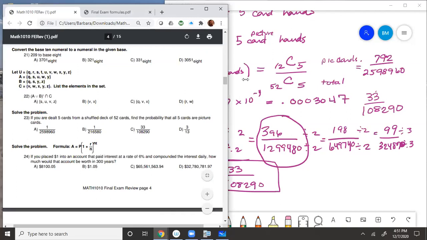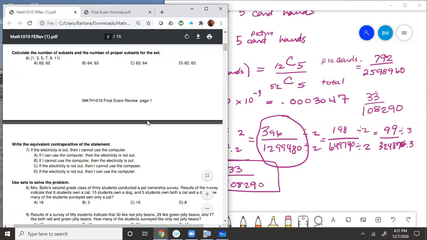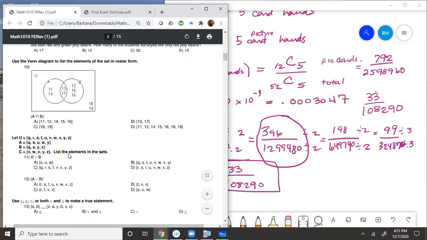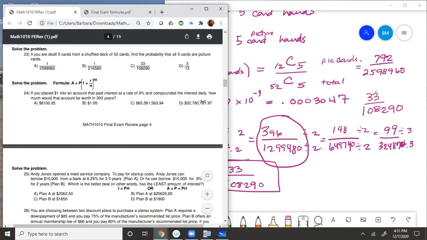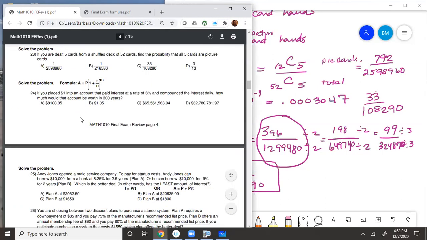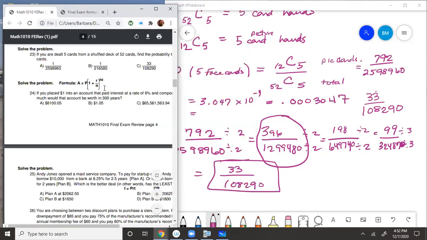All right, now we've got some finance problems. And they give us a formula, so that's nice. In this problem, number 24, if you placed $1 into an account that paid interest at a rate of 6% and compounded the interest daily, how much would that account be worth in 300 years? So let's write down what all of our symbols mean first.